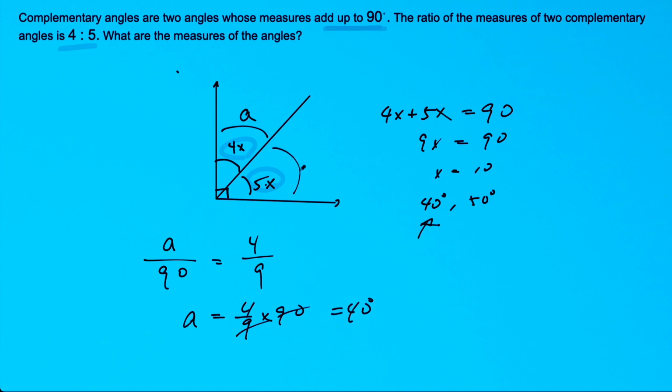Similarly, if I call this one B, B over 90 should equal 5 over 9. Again, this is a proportion equation, right? So B then is equal to 5 over 9 times 90, also giving you that 50.